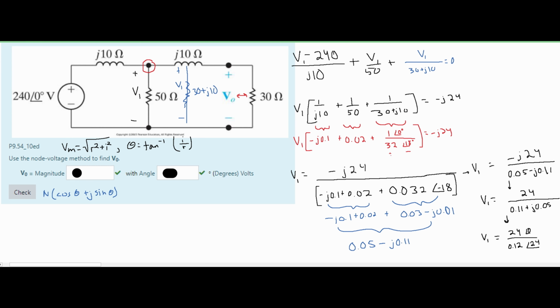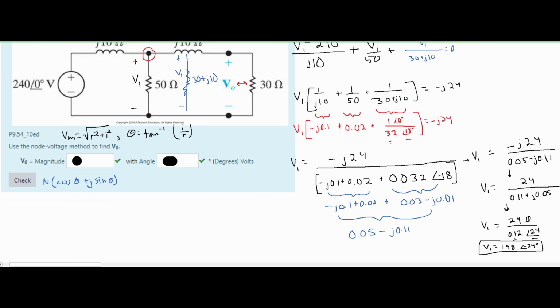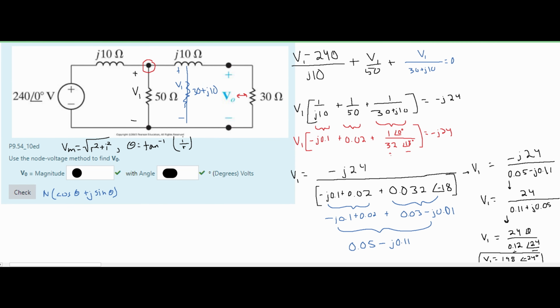Now for our V1, we can divide the numbers and then subtract the denominator angle from our numerator angle, and get that our V1 is equal to approximately 198 with an angle of -24 degrees. So this is going to be our V1. That is our answer for this. And now we can use it to find our V0.